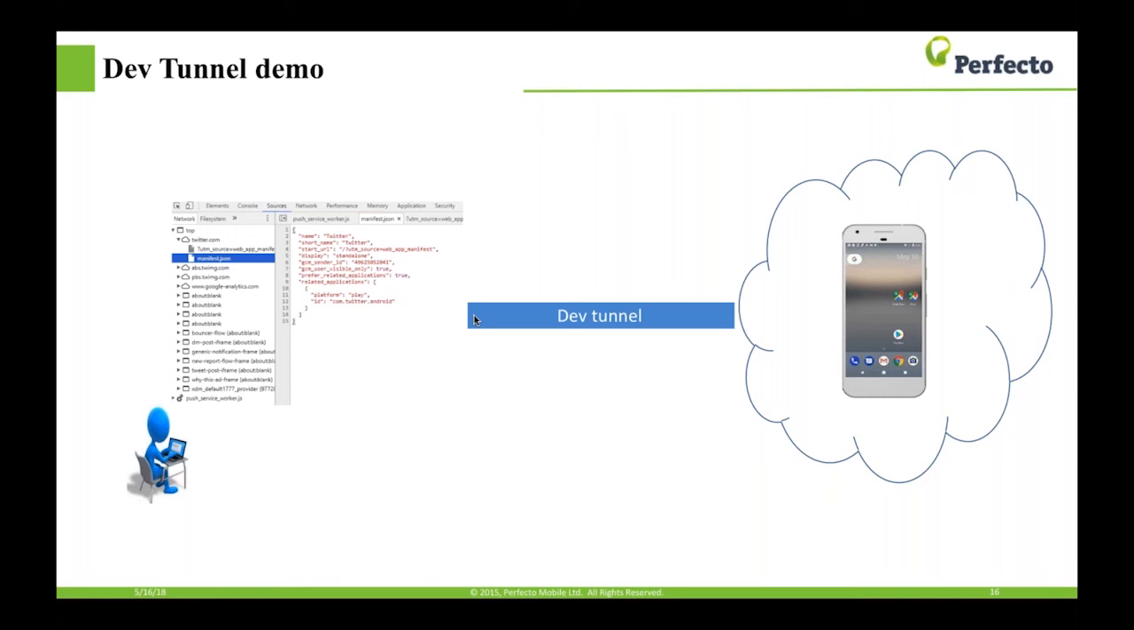So what I want to show you right now is based on Perfecto Mobile Dev Tunnel. Dev Tunnel, I just want to remind you, is the ability to connect your cloud device into your local machine. If you are talking about Android, it actually gives you access to ADB. If you are talking about iOS, it actually gives you access directly to the device.